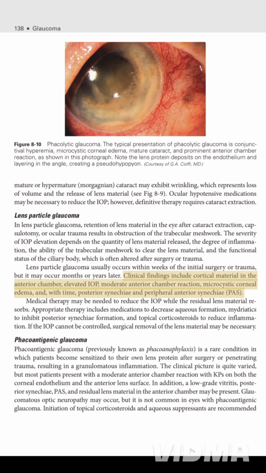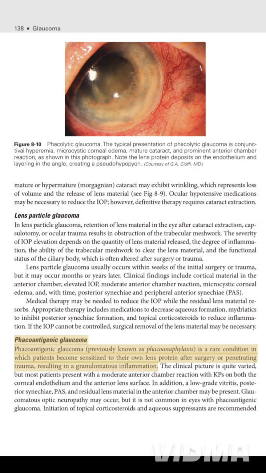Clinical findings include cortical material in the anterior chamber, elevated IOP, moderate anterior chamber reaction, microcystic corneal edema, and, with time, posterior synechiae and peripheral anterior synechiae, PAS. Medical therapy may be needed to reduce the IOP while the residual lens material resorbs. Appropriate therapy includes medications to decrease aqueous formation, mydriatics to inhibit posterior synechiae formation, and topical corticosteroids to reduce inflammation. If the IOP cannot be controlled, surgical removal of the lens material may be necessary.